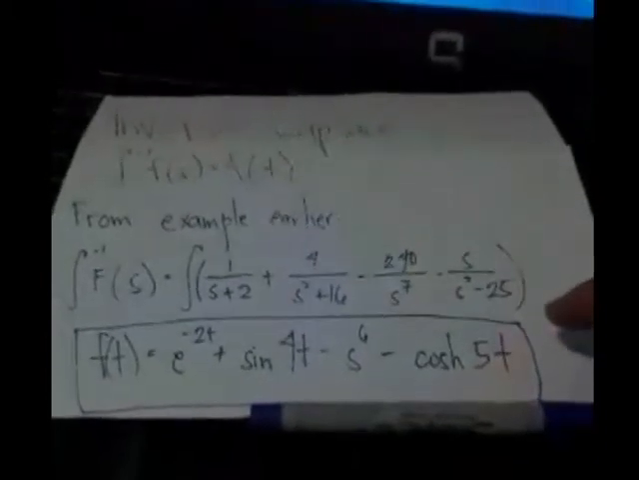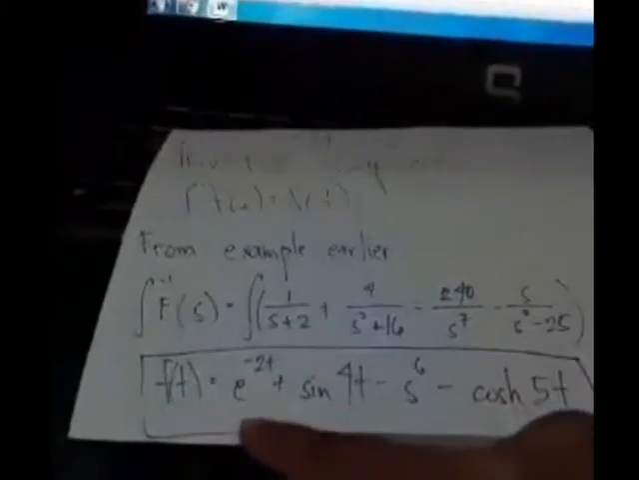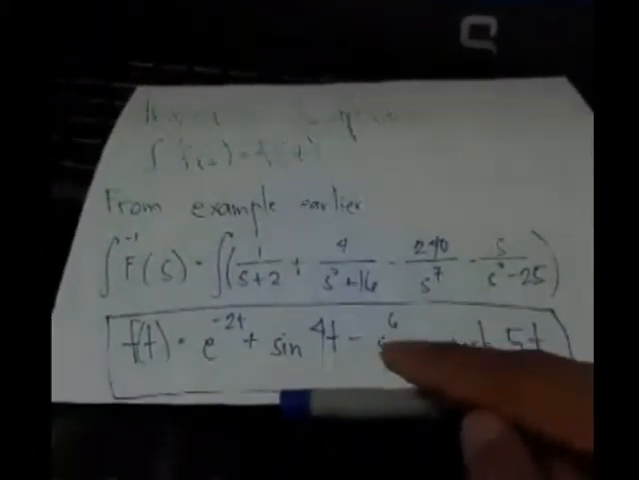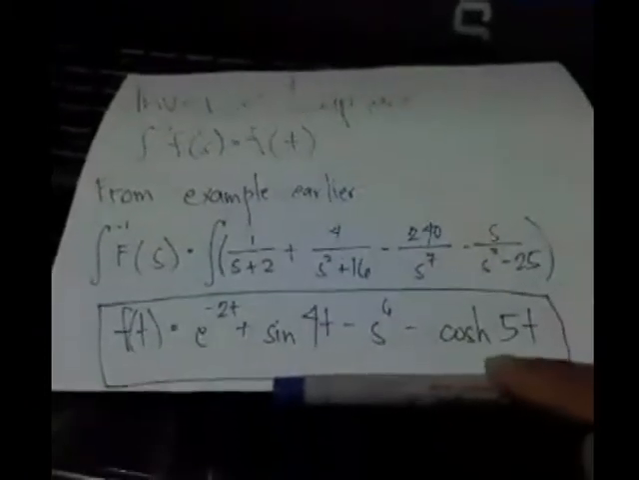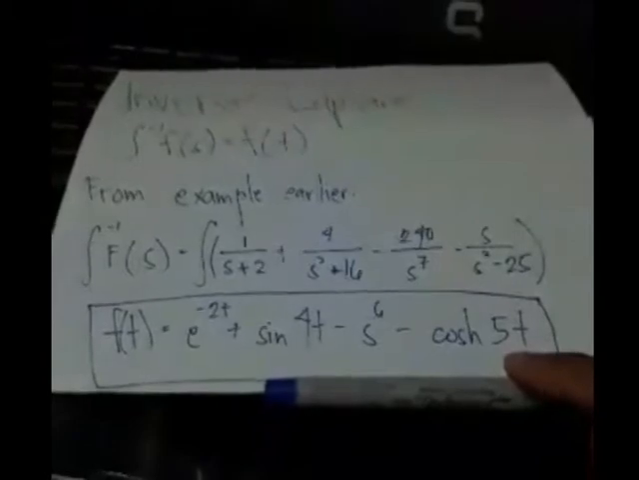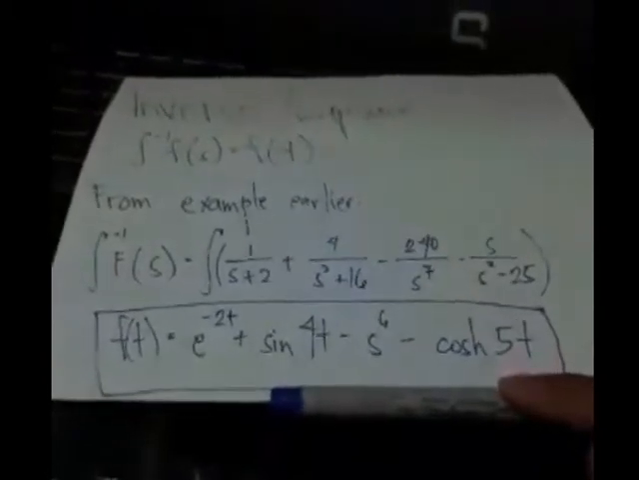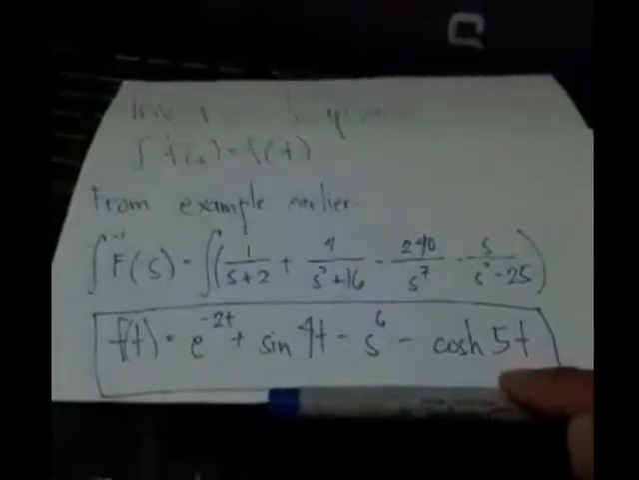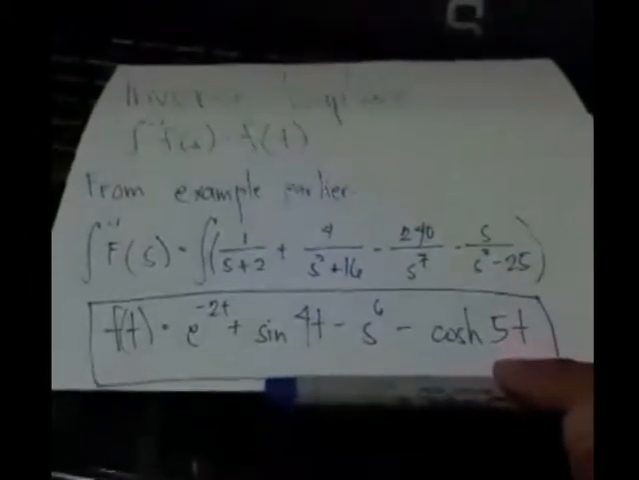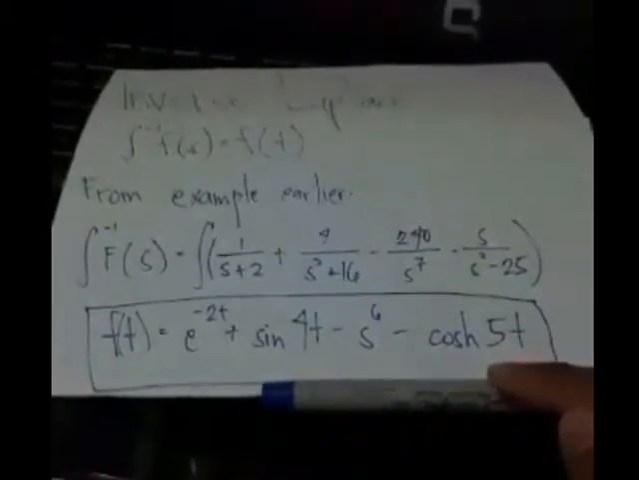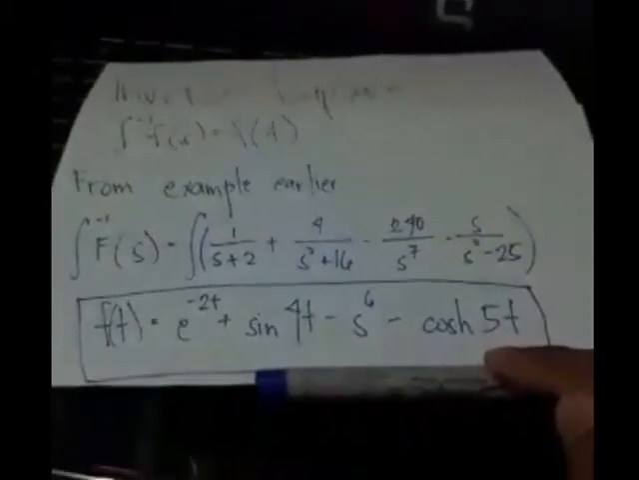The final answer will be e raised to negative 2t plus sine 4t minus t raised to 6 minus hyperbolic cosine 5t. And by comparing it to the original function we previously used in the Laplace transform, they are equal, meaning the inverse Laplace can be used to check if we're correct in performing the Laplace transform. That's all. Thank you.